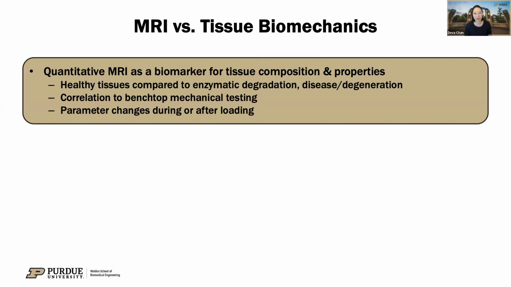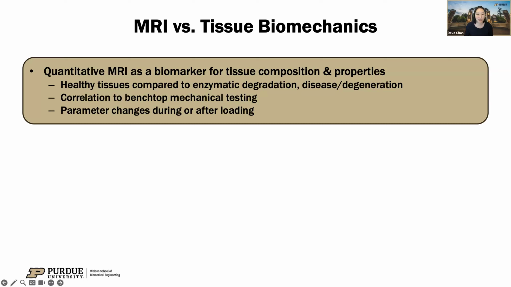And so that's where the value is in terms of comparing healthy tissues to tissues that might be enzymatically degraded, or either models or case studies of disease and degeneration in these tissues. Often in a lot of these qMRI studies, there's some correlation to benchtop mechanical testing as well, to be able to correlate the qMRI signal to some kind of mechanical property or mechanical behavior or material properties.